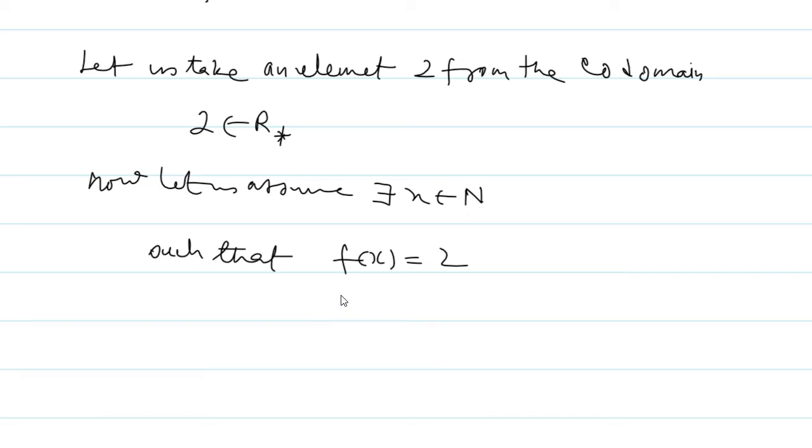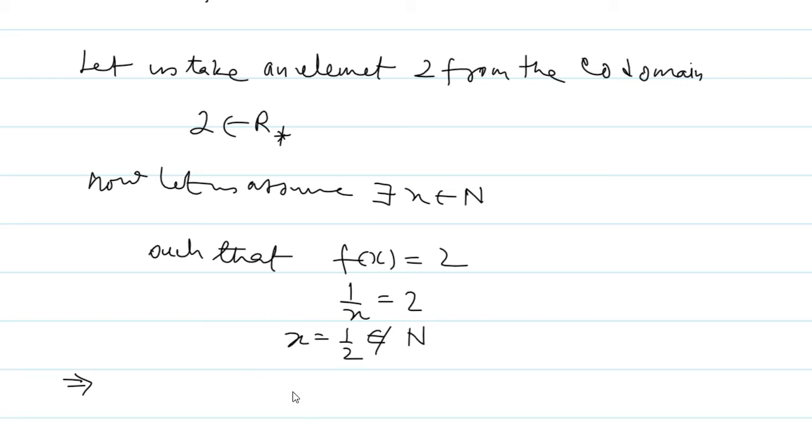Now what is the definition of f(x)? 1 by x is equal to 2. Now keep in mind that x belongs to the domain, which is the set of natural numbers. Now let us find the value of x. x will be 1 by 2, which does not belong to the set of natural numbers. Hence, this implies when we replace the domain R star with natural numbers, the function is now not onto. The function will still be 1-1, but it will not be onto now.